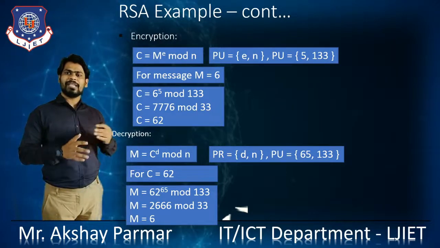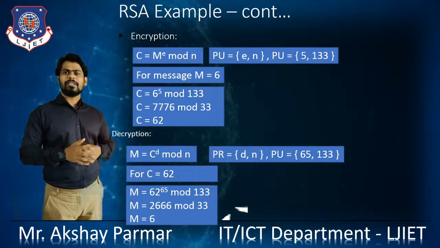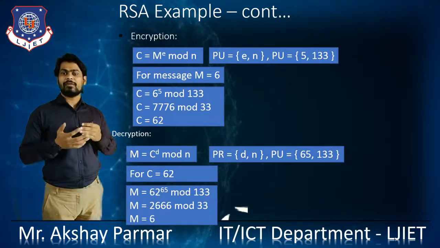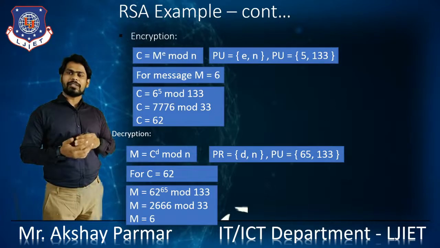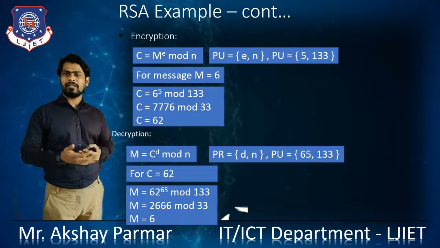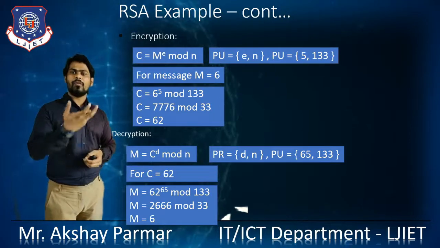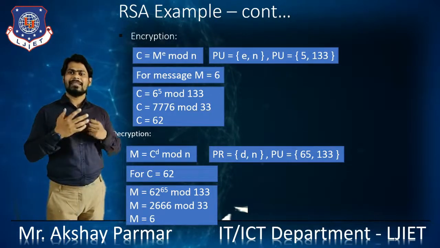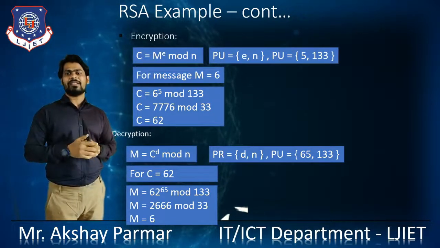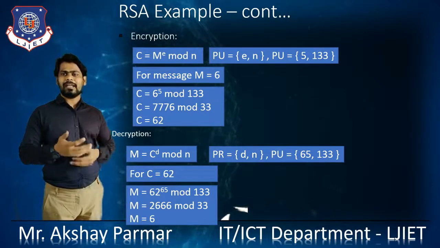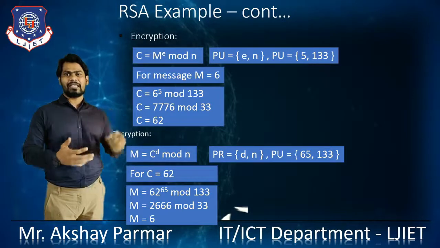So m is equal to c raised to d mod n. Here c is equal to 62, d is equal to 65, and n is equal to 133. So m is equal to 62 raised to 65 mod 133. So we simply get 6, so m is equal to 6. That's how we can regenerate our actual message from the ciphertext.